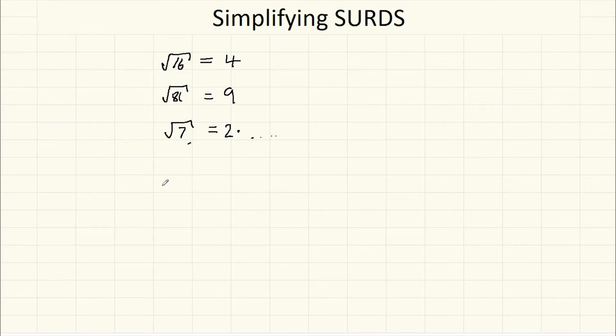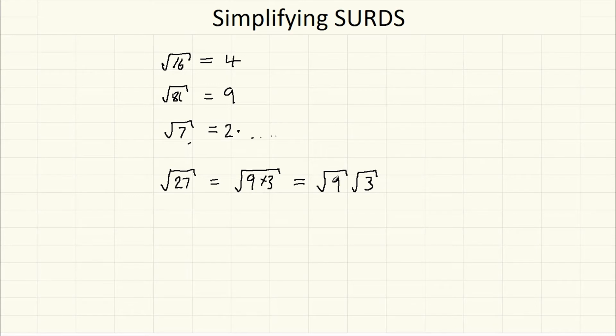Now let's look at this one. Say we had the square root of 27. Well, we know that's not a perfect square, so do we leave it like that? Well, we can actually simplify that. We can write that as the square root of 9 times 3. And if you've got the square root of two numbers multiplied together, you can rewrite that as the square root of the first one multiplied by the square root of the second one.